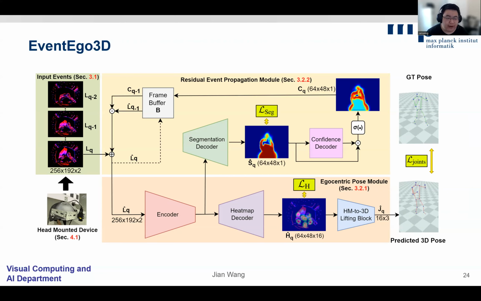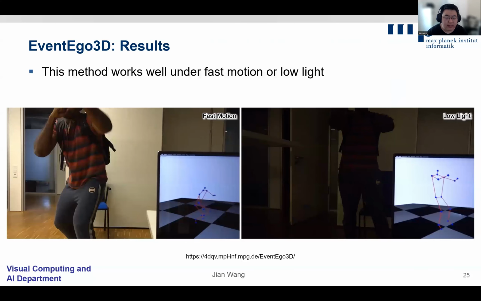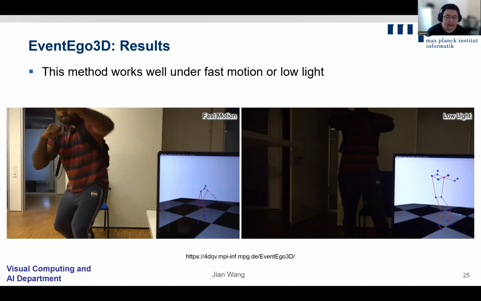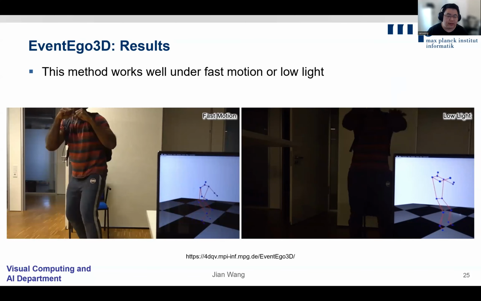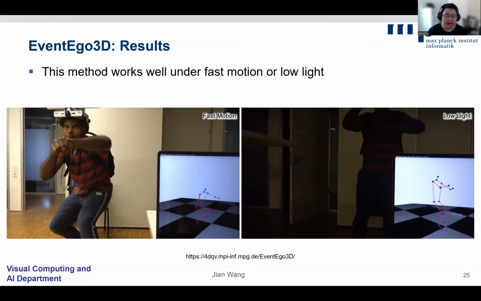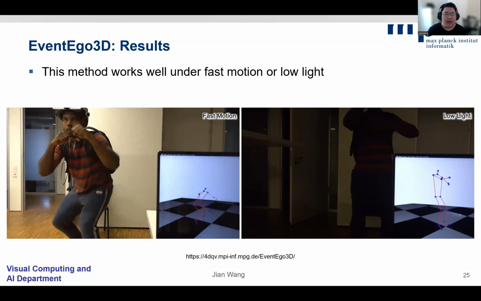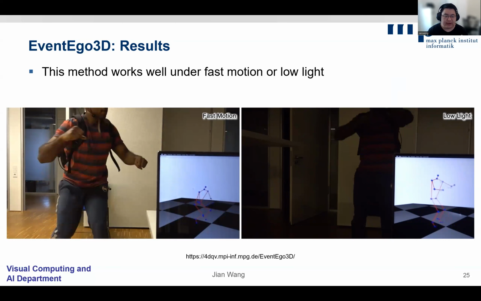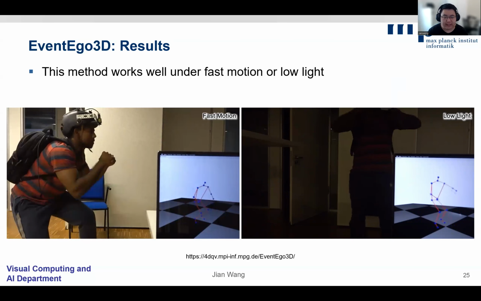So for example, if at some point the human body does not move at all, we can still infer the human body pose from the frame buffer. Yes. So these are some results of this method. You can see that under very fast motion and very dim lights, the human pose estimation is still not bad, because the event camera is very good for these two cases.